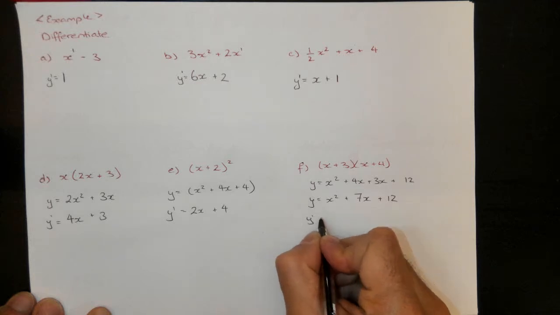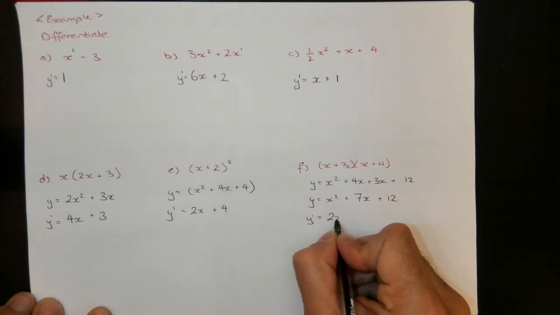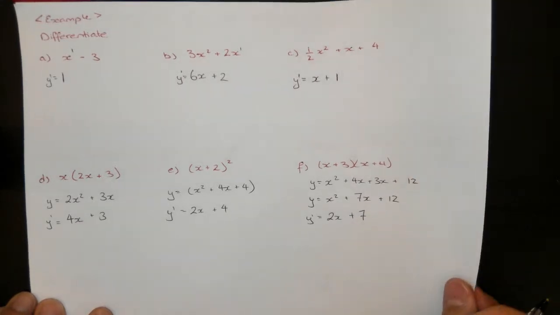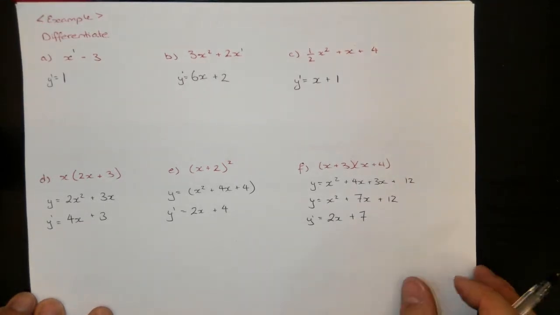Now if we differentiate, we bring the power down, that's 2x, reduced by 1. Bring the power down, reduced by 1. The derivative is 2x plus 7.